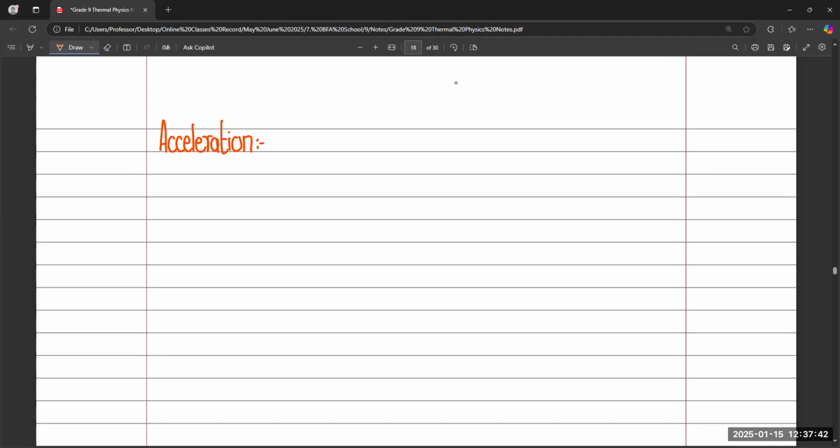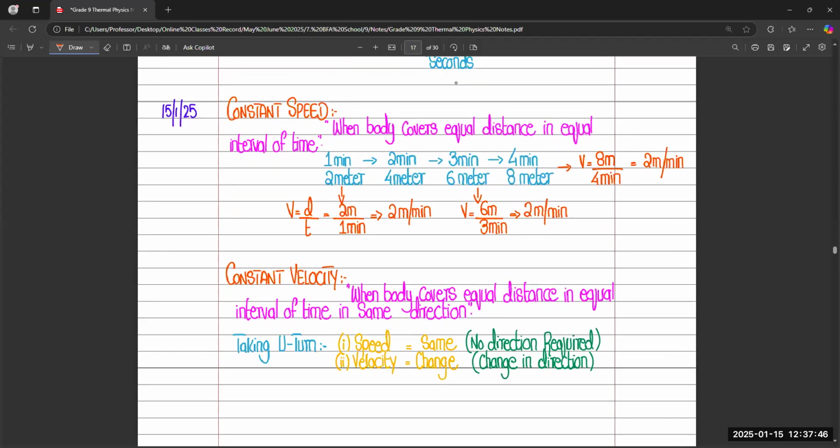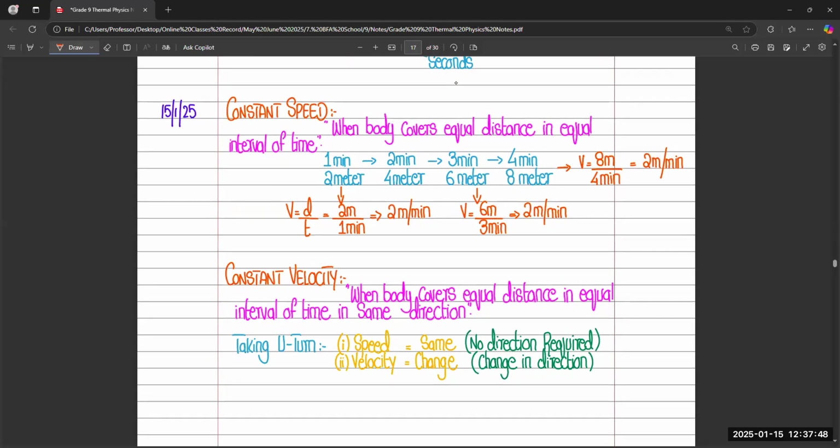Sir, could you please scroll up? I just want to see the taking U-turn part. Thank you. Okay. So we are talking about accelerator. So what is the working of accelerator in vehicle or in cars? In simple words, if you want to explain according to your knowledge.